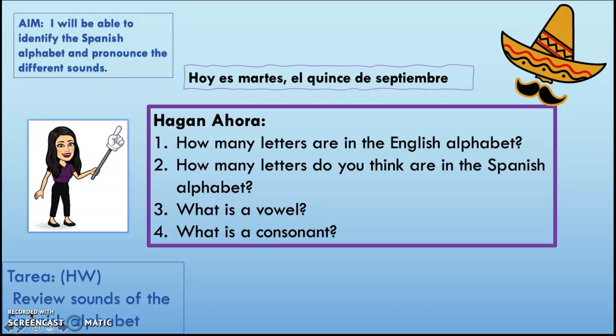Okay, I want you guys to think about what you guys learned in elementary school, right? We're going to compare the English alphabet and the Spanish alphabet. Número dos, how many letters do you think are in the Spanish alphabet? Número tres, what is a vowel? And número cuatro, what is a consonant? Okay, so you could pause the video and answer these questions now.